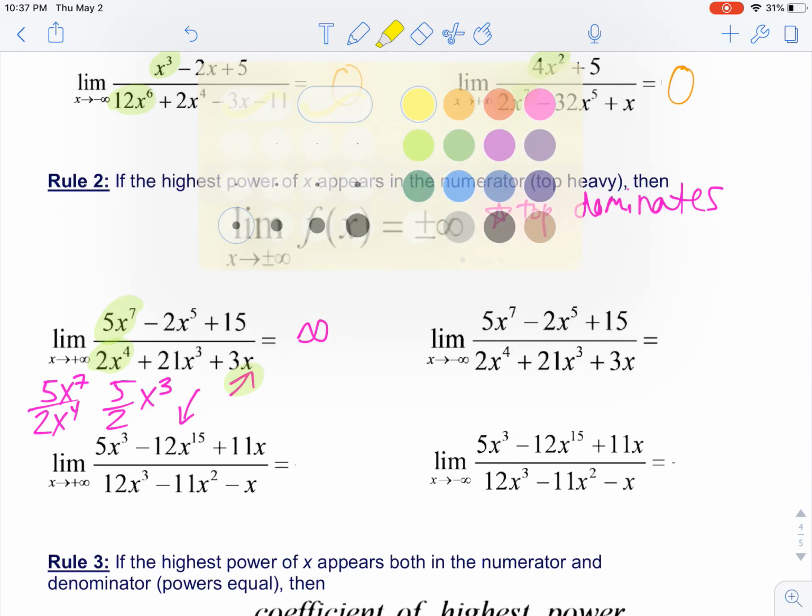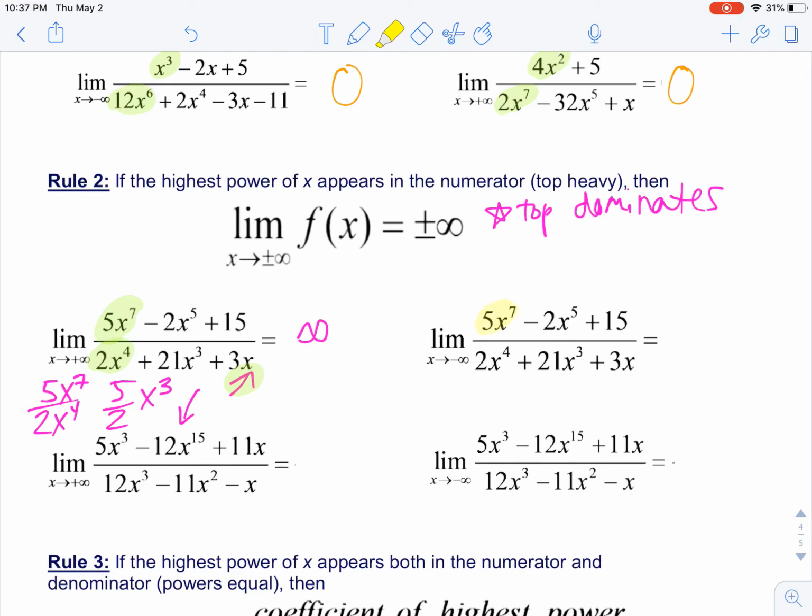Okay, this next example here is the same exact function. But this one's asking you when it approaches negative infinity. So on the left-hand side, going to negative infinity, we're approaching negative infinity. We're going down.